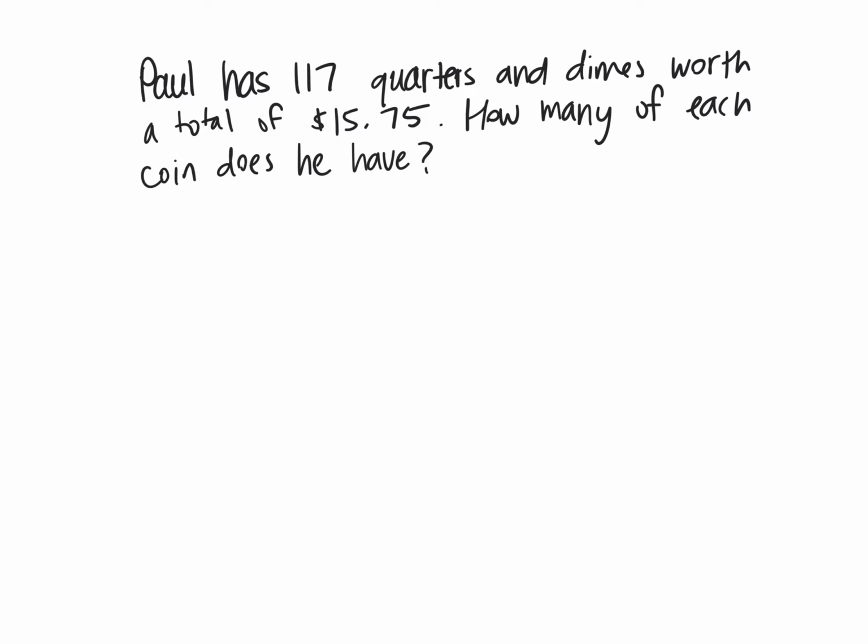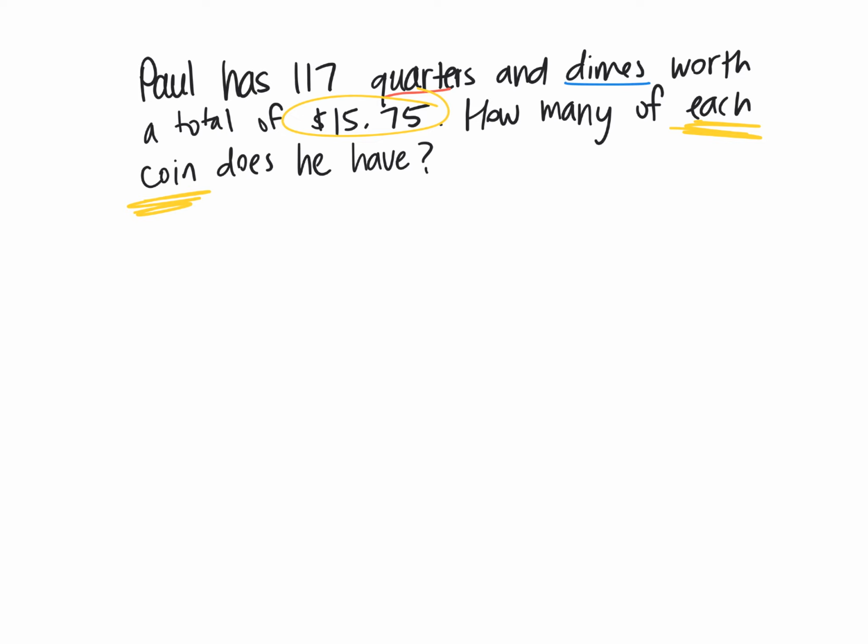Paul has 117 quarters and dimes. So we don't know how many of each he has, right? He could have 100 quarters and 17 dimes. He could have whatever. They have to add up to 117, the number of quarters and the number of dimes, right? But altogether, the amount he has is worth a total of $15.75. We have to figure out how many of each coin he has.